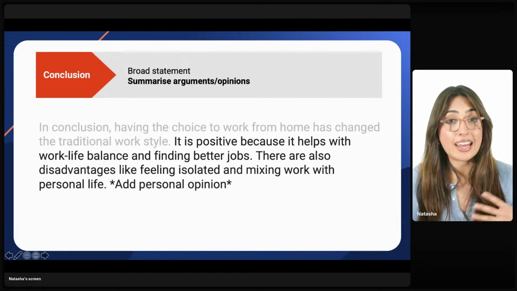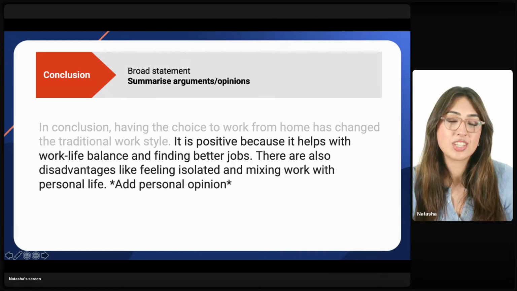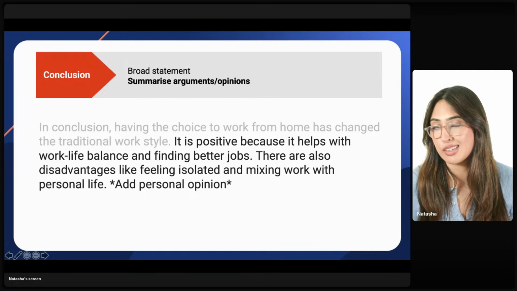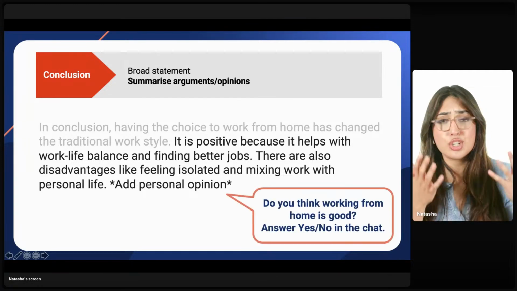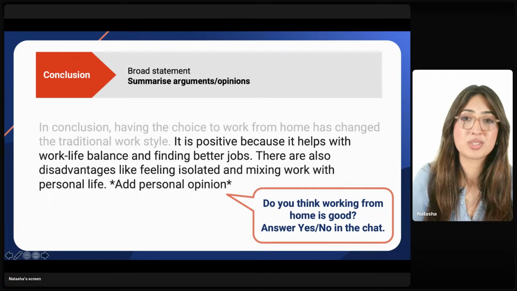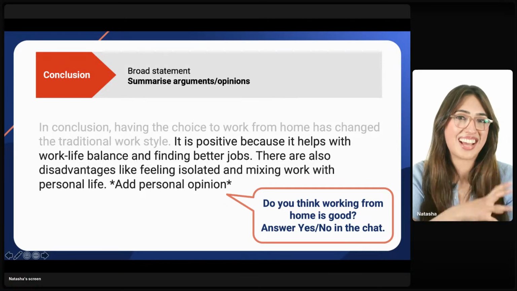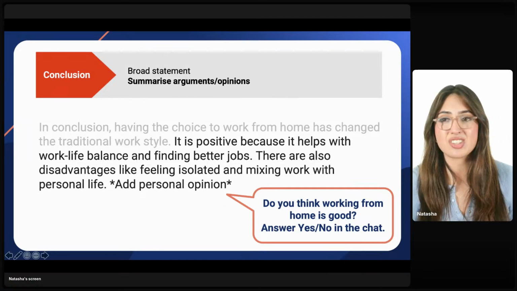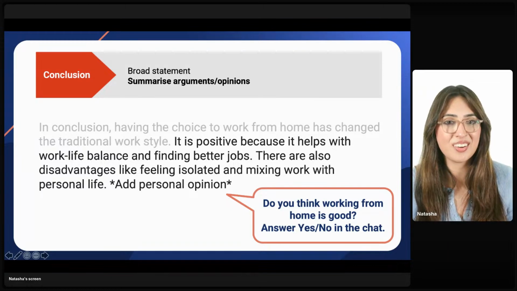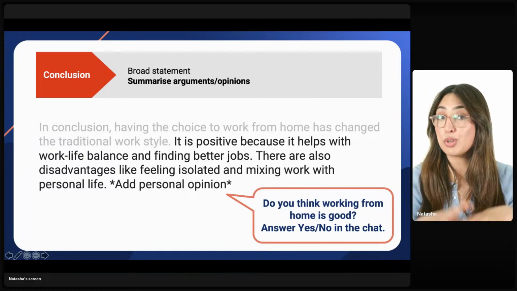Now, an option is also at the end to add a personal opinion. So what do you think? Do you think working from home is good now that you've understood the advantages and disadvantages? Answer yes or no in the chat now. Is working from home good?